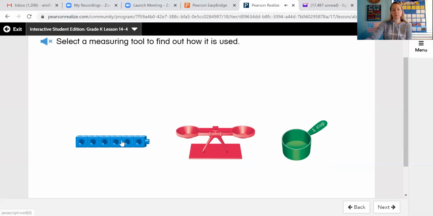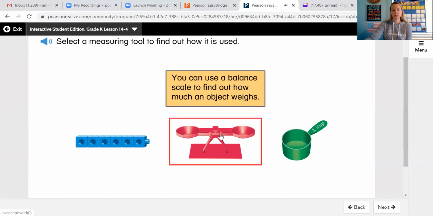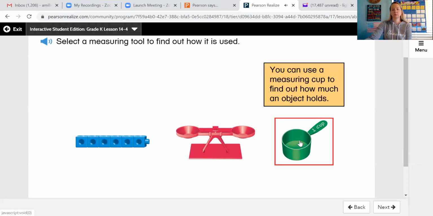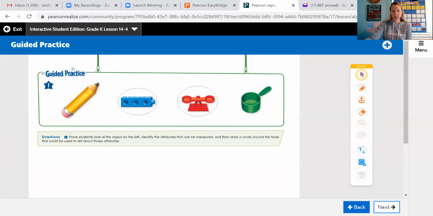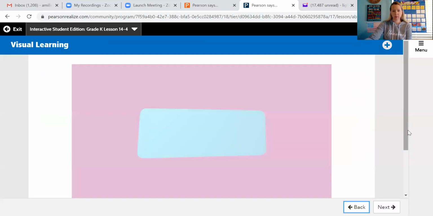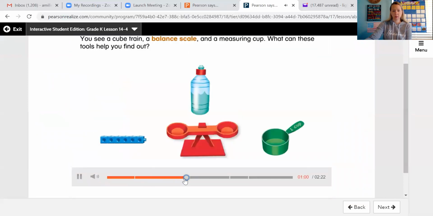Select a measuring tool to find out how it is used. You can use a cube train to find the length or height of an object. You can use a balance scale to find out how much an object weighs. You can use a measuring cup to find out how much an object holds. All right, so now you should know what those three can do. Oops, hang on. Done this before. We already did that, so we're just going to keep going.